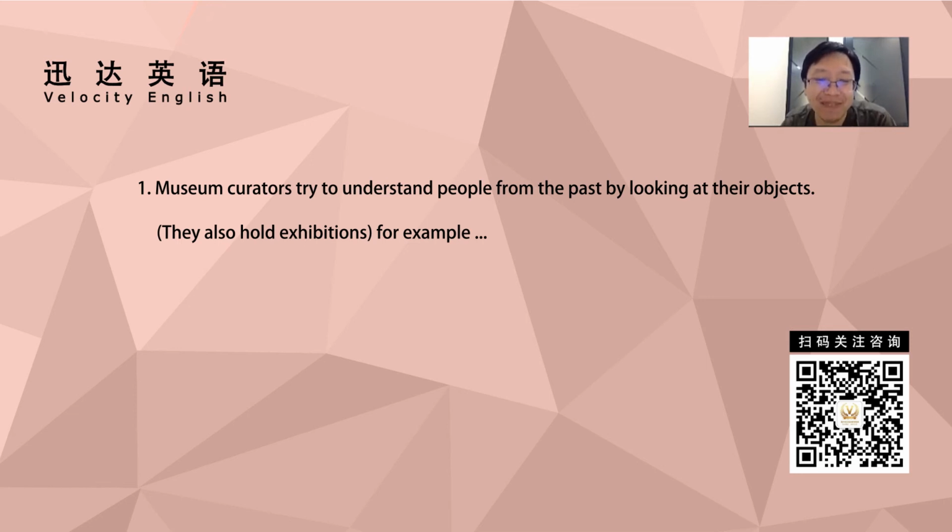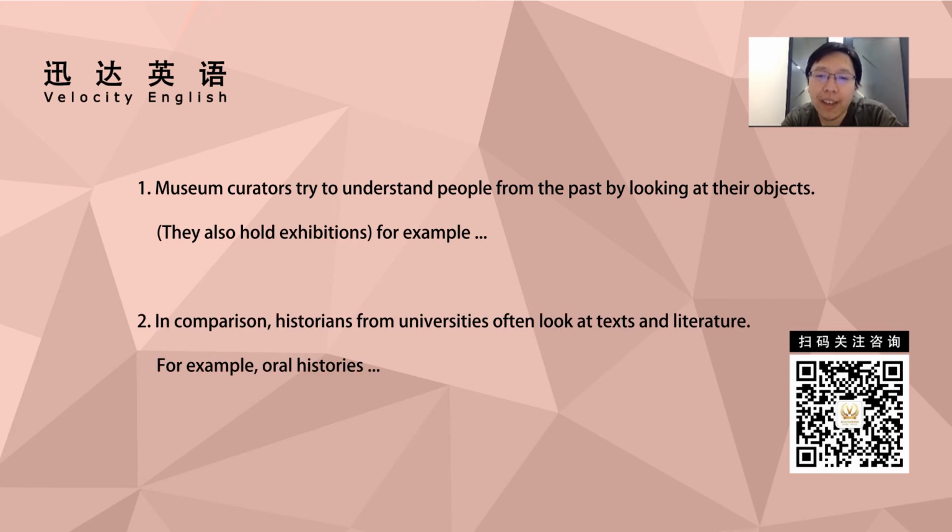Okay, fantastic. Now, the second part, just like the first lecture that we listened to, was a bit of a comparison. In comparison, historians from universities often look at text and literature. So in other words, curators look at physical objects as proof of the past, whereas historians look at texts and literature. Does that make sense to everyone?